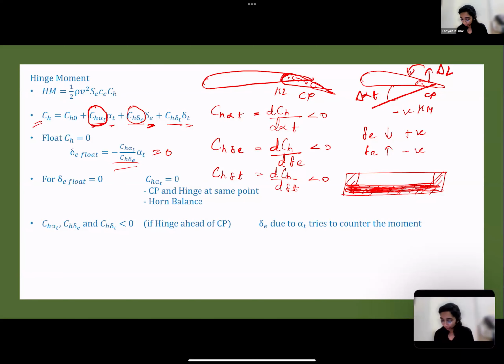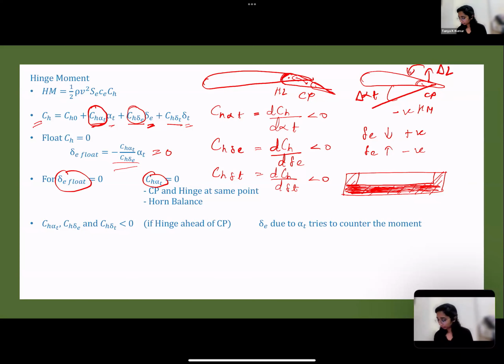So these are the two ways in which you can get delta E float to be zero. One is if your hinge line is at your center of pressure. Another one is this horn balance, where you have some portion of the elevator ahead of the hinge line, which balances the moment produced by the other portion. So CH alpha tail, CH delta E, CH delta T are all less than zero if your hinge line is ahead of CP. If it was behind CP, it would just be the reverse. Then we studied the stick force and stick convention.